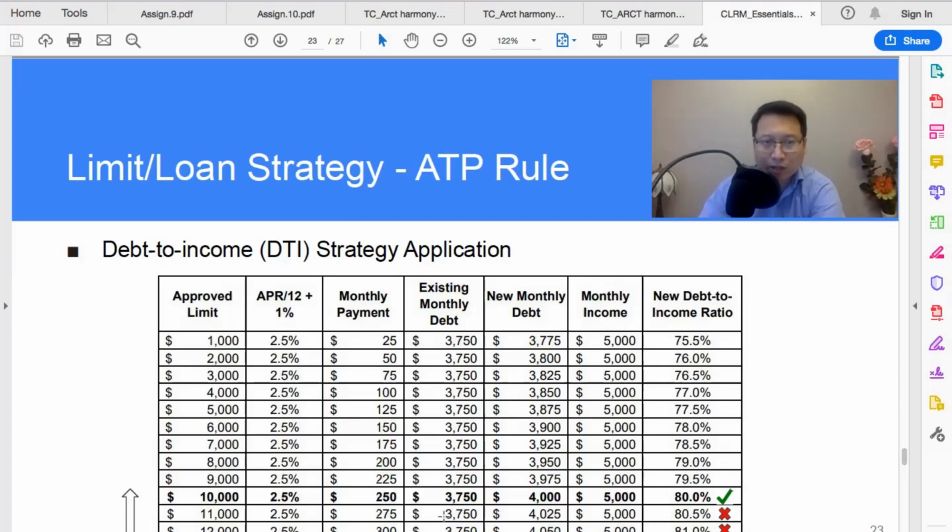So we need to reduce another 1,000. So limit to $10,000. So now new debt is 4,000. Then the new debt to income ratio is exactly 80%. Okay, great. So this customer then qualifies for a $10,000 limit under the debt to income ratio strategy. Okay, so this example illustrates how this debt to income strategy is applied in combination with decision strategy and the limit strategy.